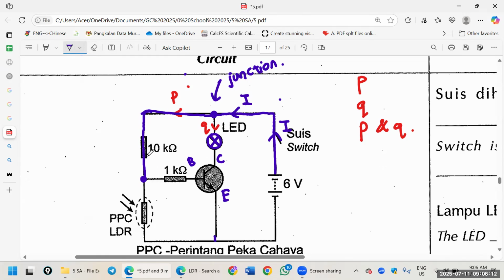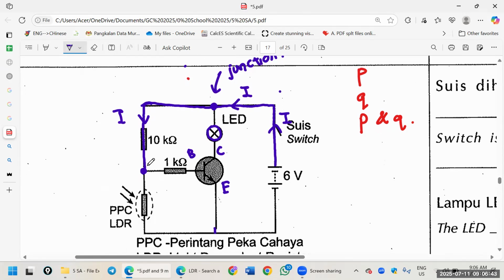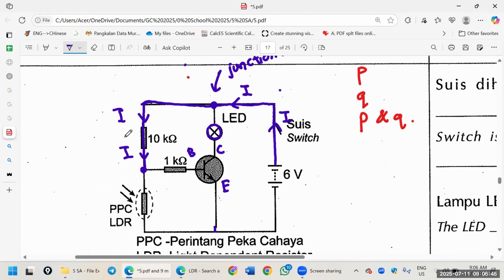So now this current, one flow here. Just one going in, because no IB, so it won't go IC. The condition, if you want to have IC, you must have IB first. So now when it reaches here, this current will choose where to flow.